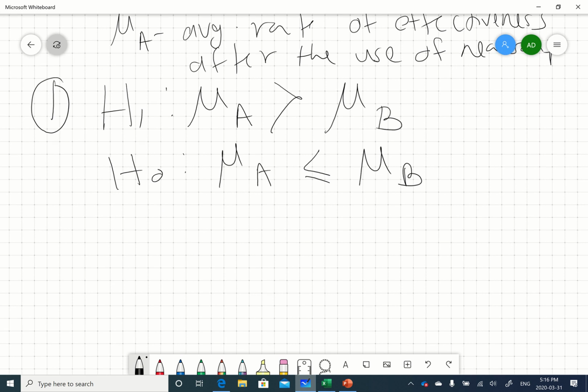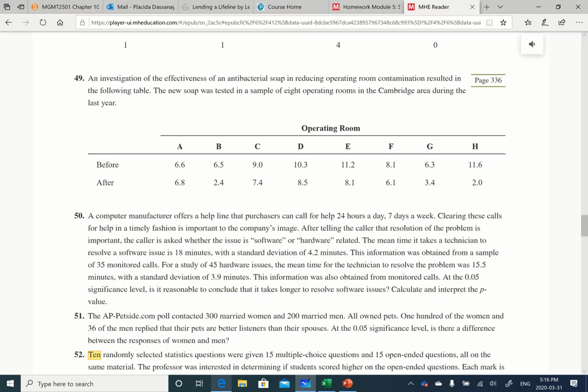And obviously we are comparing the same room. Room A will be compared before and after, room B will be compared before and after, C will be compared before and after, and so on. So it's the same room before and after. So this is a dependent situation. If you're always doing a comparison between the same thing before and after conditions, it is always a paired observation question.